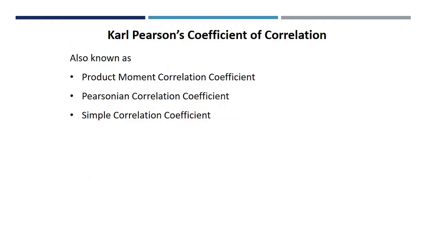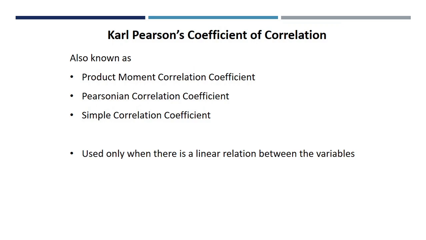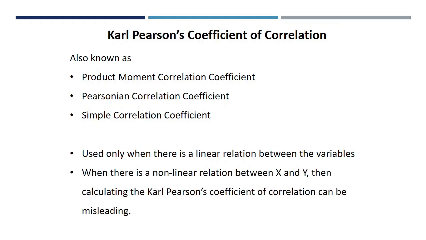This is also known as product moment correlation coefficient or Pearsonian correlation coefficient or simple correlation coefficient. And this method is used only when there is a linear relationship between the variables. When there is a non-linear relation between the variables, calculating this correlation coefficient may be misleading.